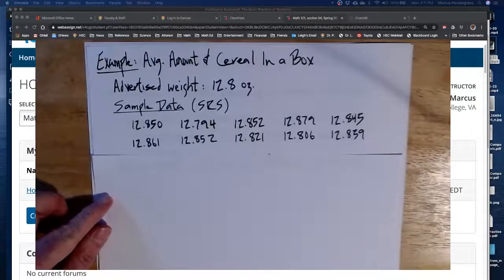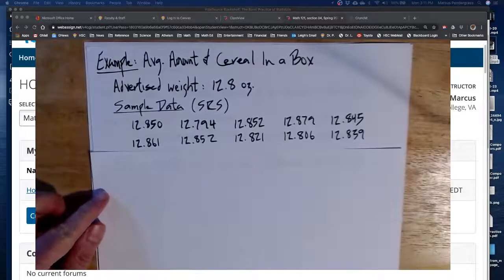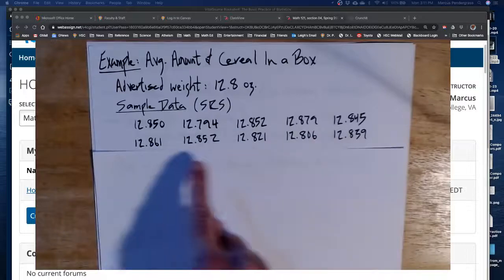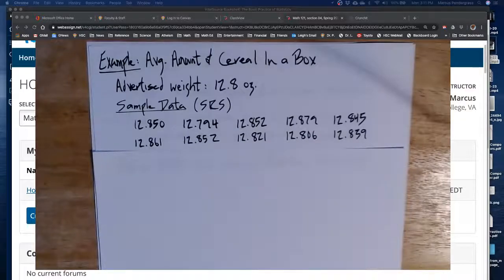Suppose this is the data we got back. Suppose we went to the trouble of taking a random sample of whatever cereal we're talking about here. Maybe it's Cheerios. And we get, in this case, 10 boxes of cereal, and we measure very accurately the amount of cereal in each box.